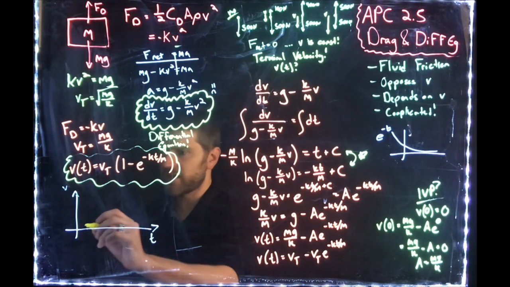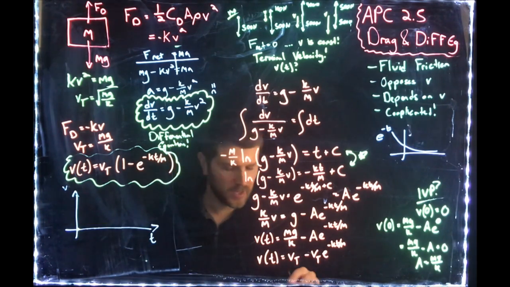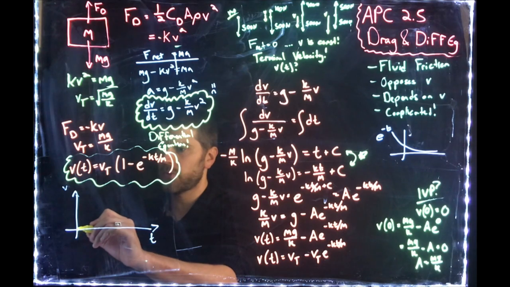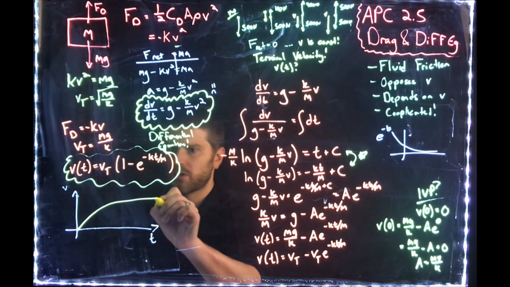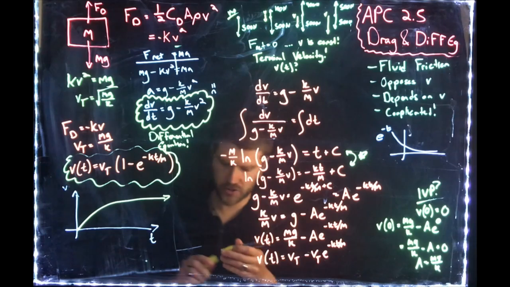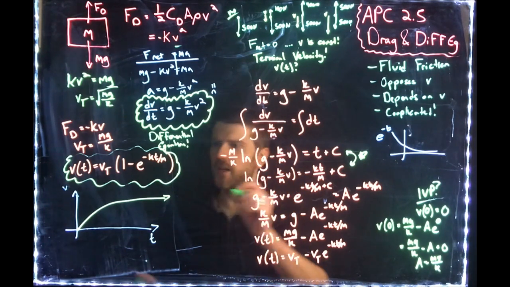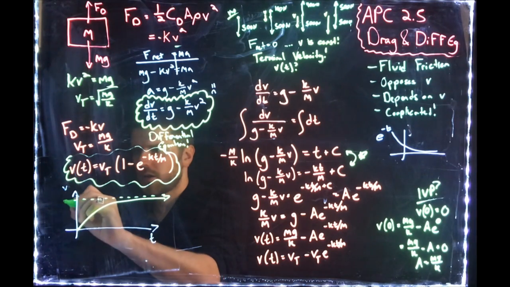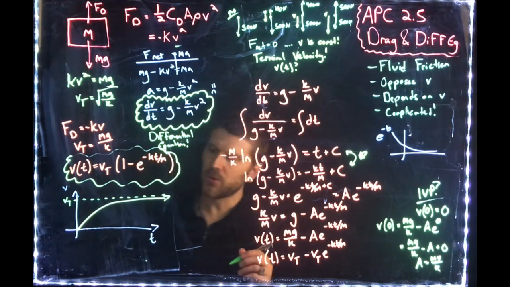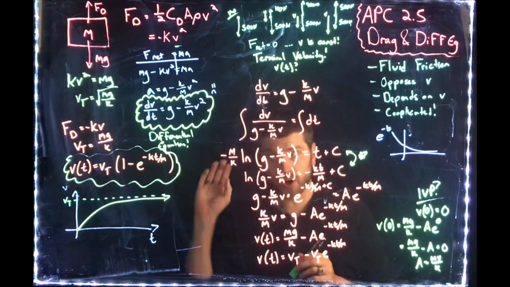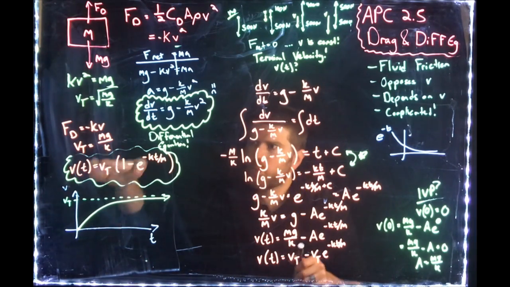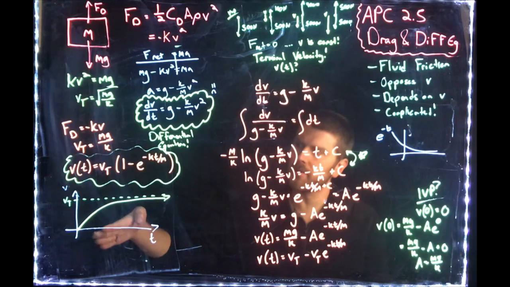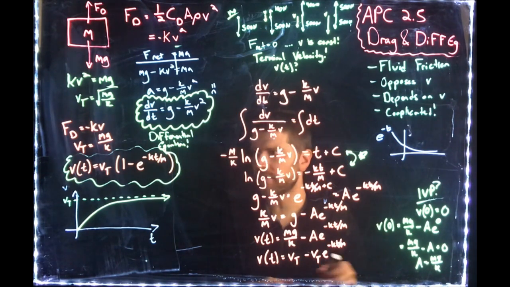it's going to start out at rest. It's going to start out at zero. And what it's going to do is asymptotically approach some value of velocity, and that value of velocity is our terminal velocity. It will never quite reach the terminal velocity. It'll get arbitrarily close, but it'll come up near it fairly fast and then level off.